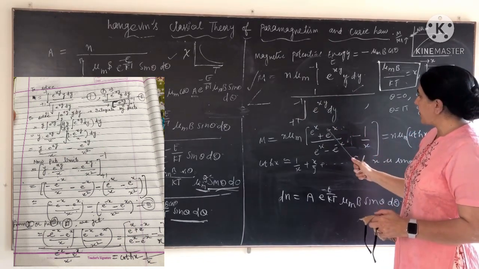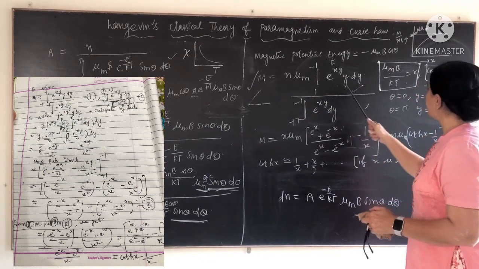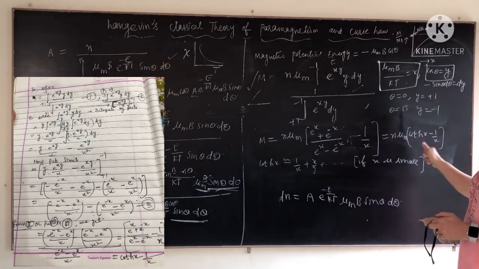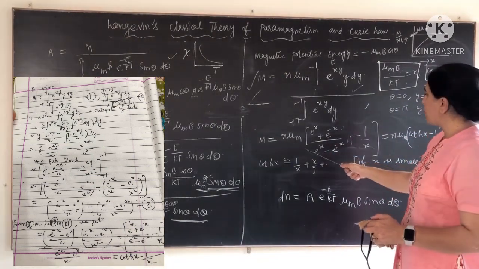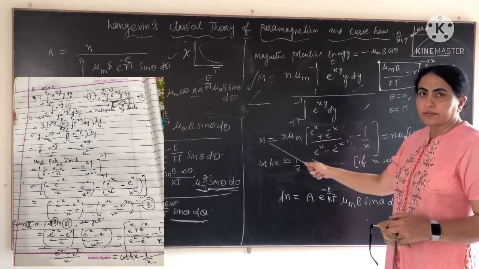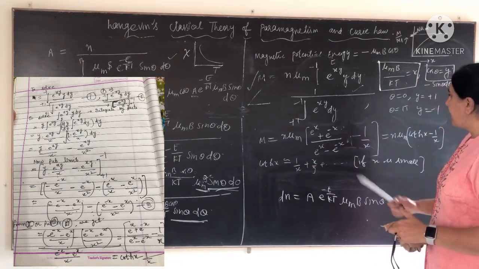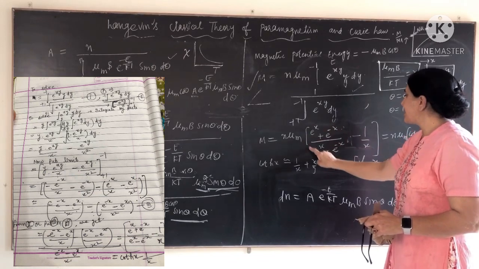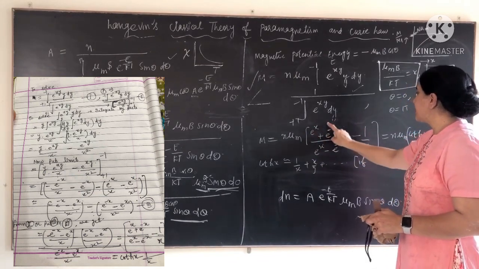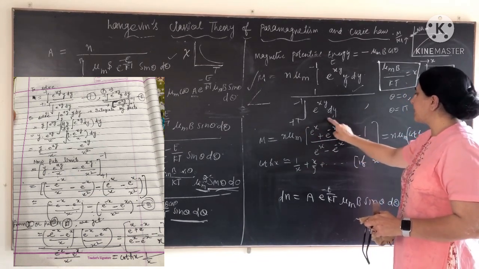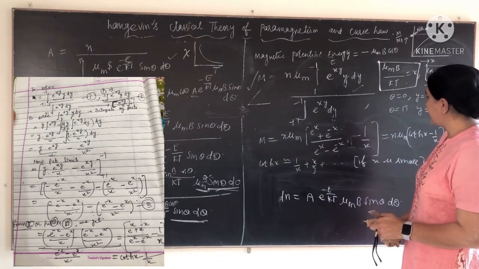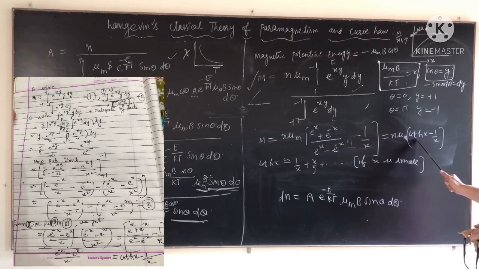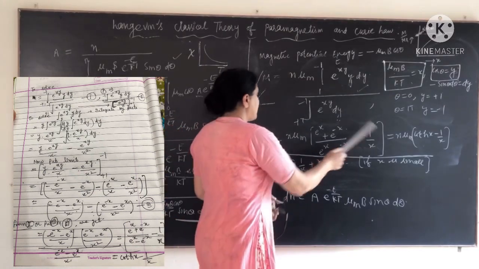So by parts after solving this, because limits become when theta is 0, y is plus 1, when theta is pi, y is minus 1. Okay? When you solve the integration, you will get this thing. Okay? Then what about this? This is coth x. So put this as M equal to N mu m coth x minus 1 over x. You have this, M is equal to this.